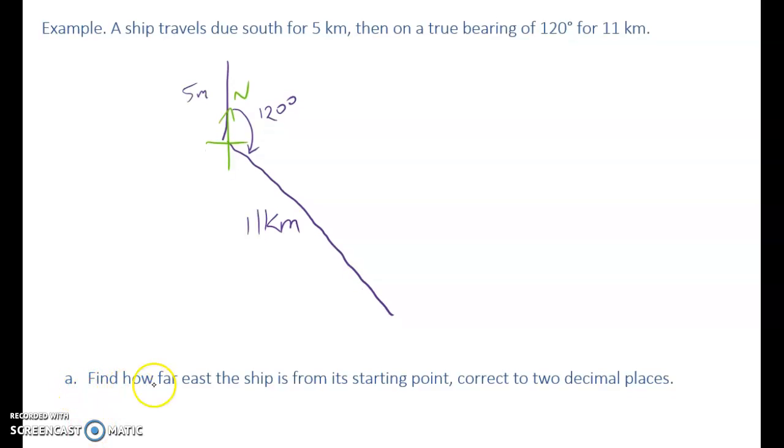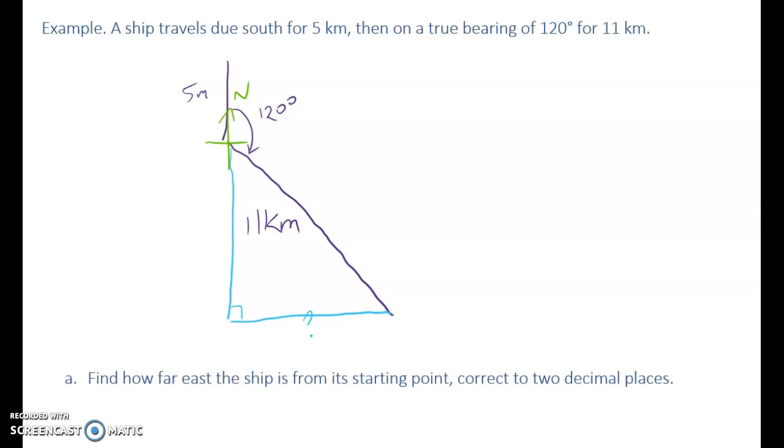Okay, part A wants you to find out how far east the ship is from a starting point, correct to 2 decimal places. Now, there is more than one correct way to solve this, but after having a little think, this is how I want to do it. I'm going to draw an imaginary line in blue that continues on down in a southerly direction, because that doesn't waver east or west. And then the line that I'm actually looking for is this line here. So that's going to be what we're looking for.